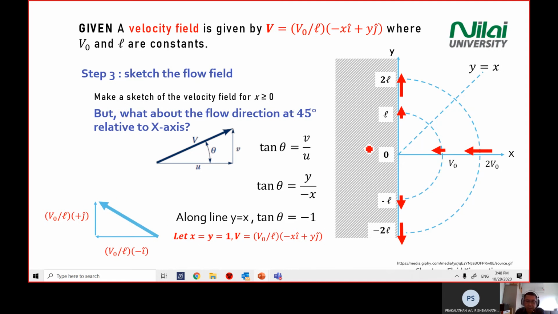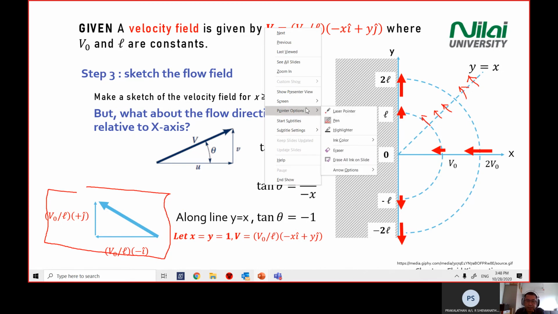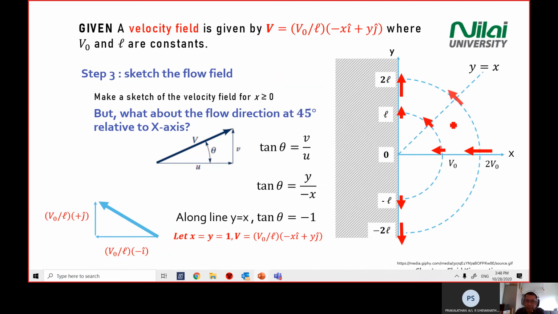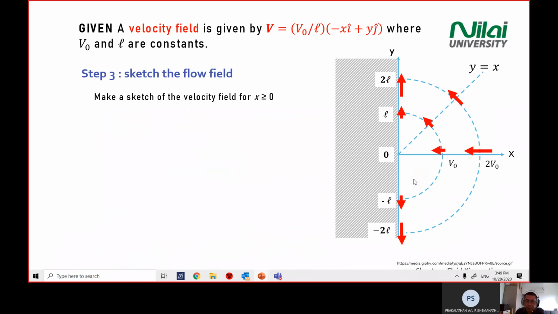So here we know that along this line, the vector will always look like that. Along this line. Okay, by referring to this diagram. So that's why we can draw like that. Okay, what about another one? Yeah, any question?